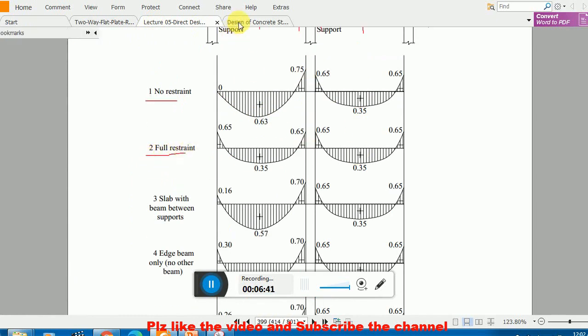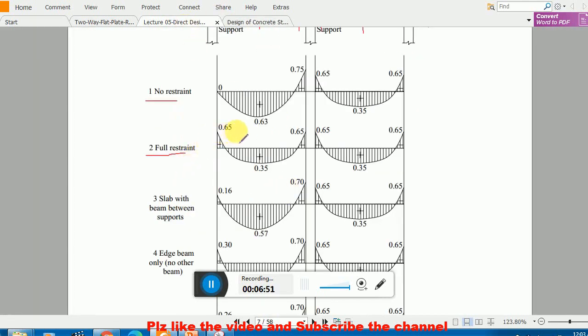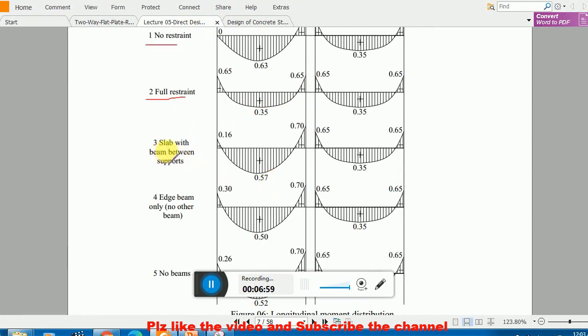If you have a full restraint, like a heavy beam here and a heavy column there, then in that case the coefficients are only two: 0.65 for negative and 0.35 for positive. Next, a slab with beams between supports. This is important. This is the case on which we have to do the example.